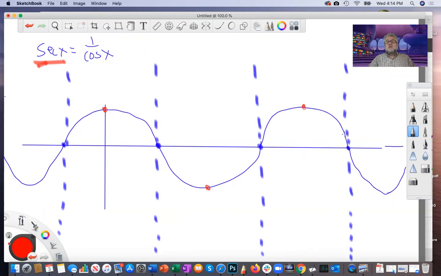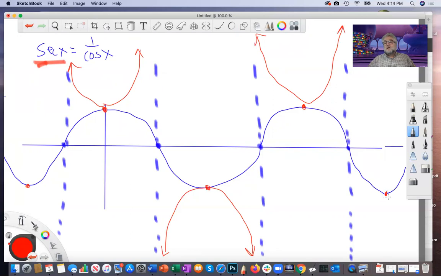It's going to touch the cosine curve right there, but it's going to go up like this and like that. And here it's going to be like that. Does it really matter if you draw the arrowheads on the ends of these? Yeah, probably not. I do it because it looks pretty, but you don't have to. I would not mark you wrong if you didn't put the arrowheads. Okay, so the red curve is cosecant.